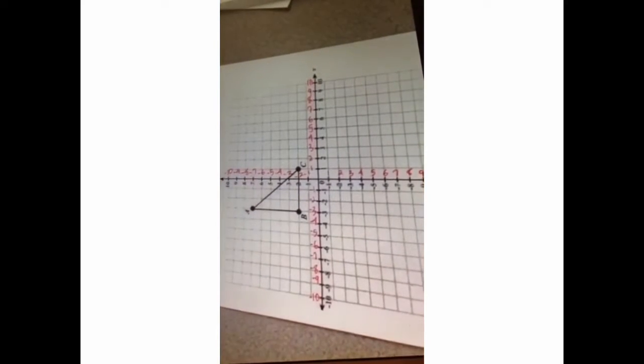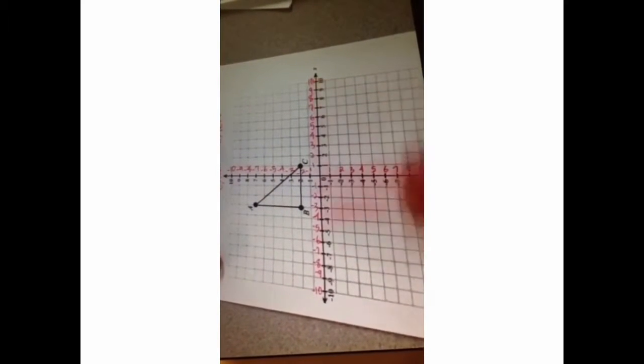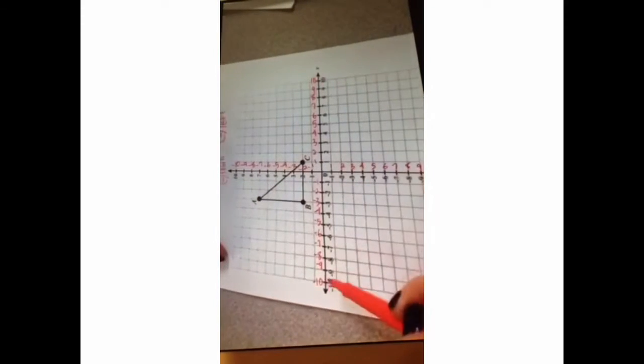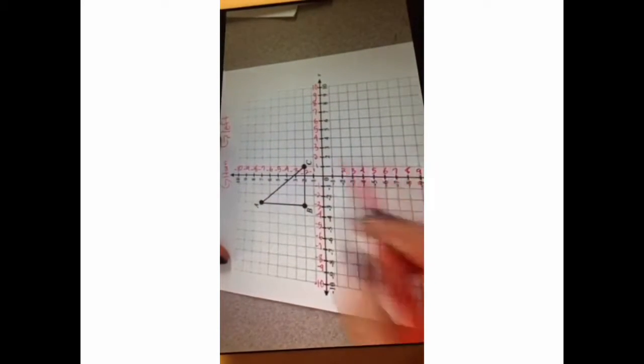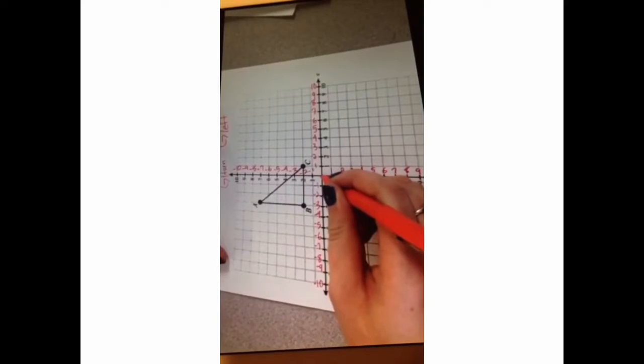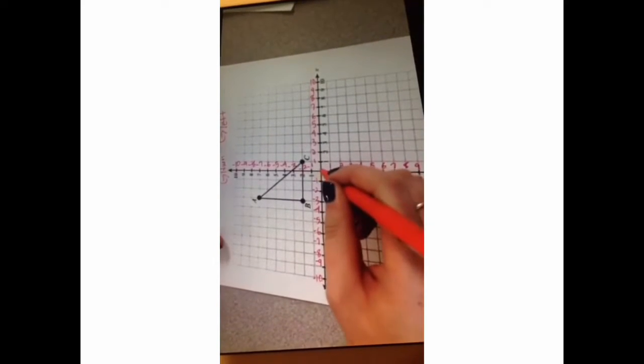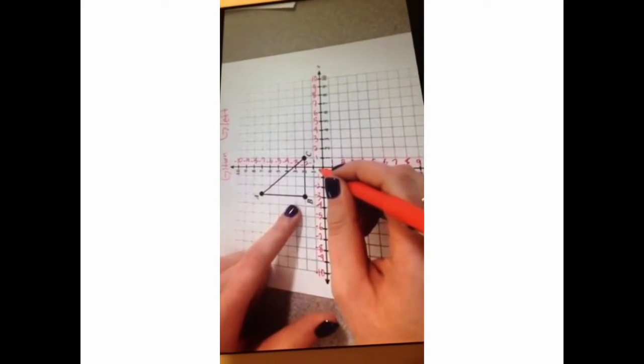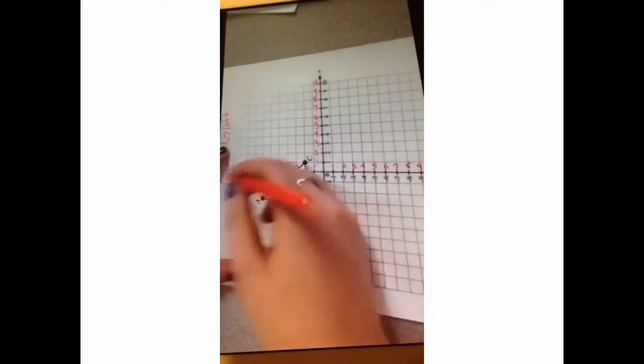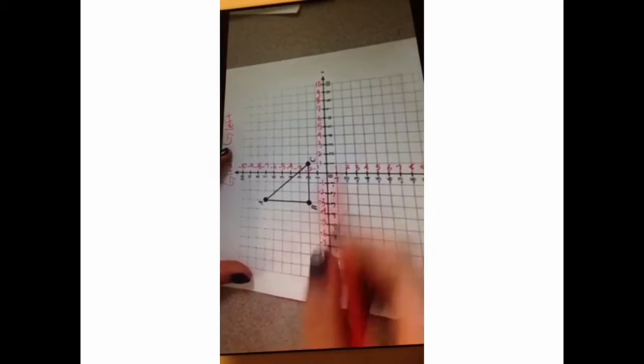Alright, the next thing I'm going to do, now that I have my new graph, I don't care about my black numbers anymore, I'm just using my red numbers. So I'm going to start at my origin, which is still 0, 0. And now I'm going to write down the coordinates of my triangle using my red numbers. Alright, so let's just start with A.